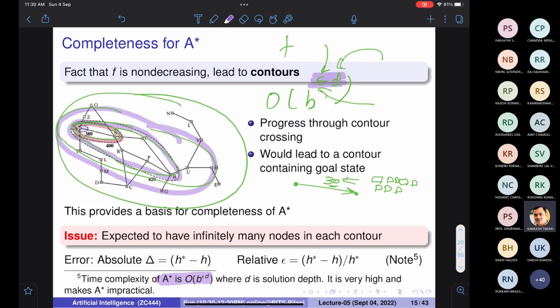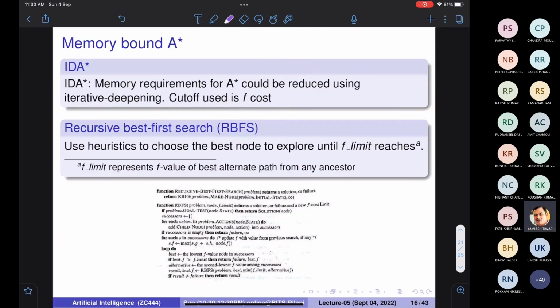If the branching factor is b, every time you are going to explore b more items. So time complexity is going to be this, because all these items which you have expanded, you are going to spend some time to at least put them into your working memory. This is very high, and because of this, it may be difficult to execute. The memory requirement is very high.